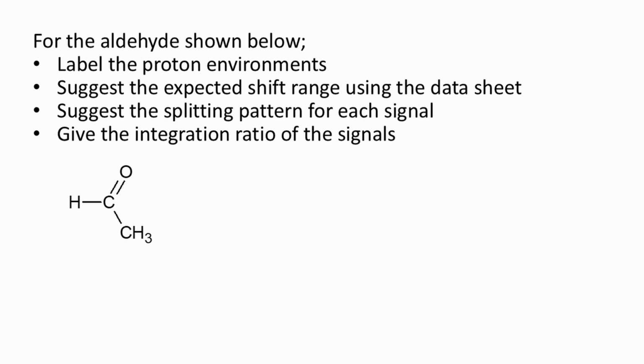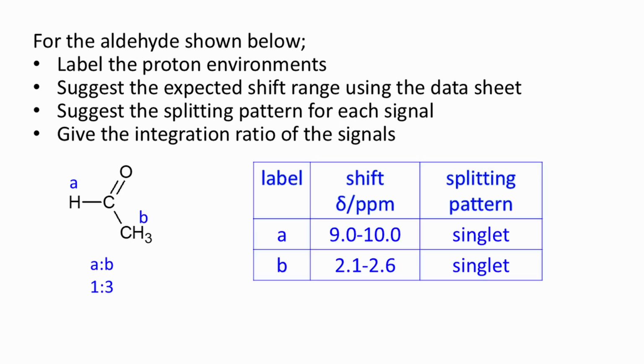Let's take a look at a few examples now. So, for the aldehyde shown below, let's label up the proton environments, suggest the expected shift range using a datasheet, suggest a splitting pattern for each signal, and give the integration ratio of the signals. I've labelled the proton environments A and B.